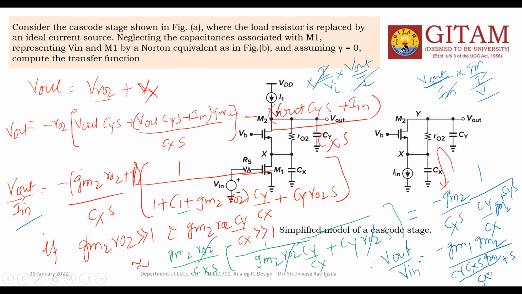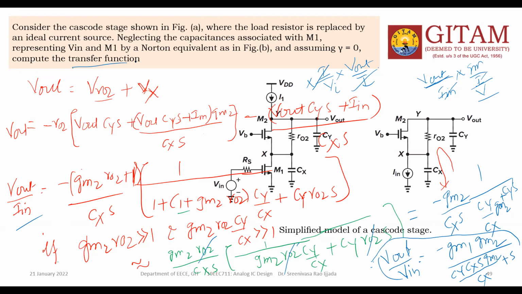If it's okay, I will go to the next one. Now at last you can say about the last transfer function. This is the final transfer function, which is actually required. He asked to find the transfer function, so I got the transfer function: minus gm1 into gm2 by Cx into S into gm2 by Cx plus S.